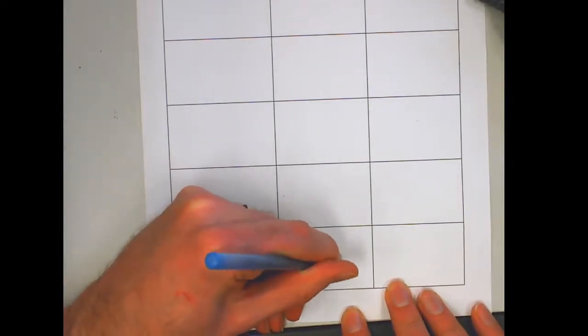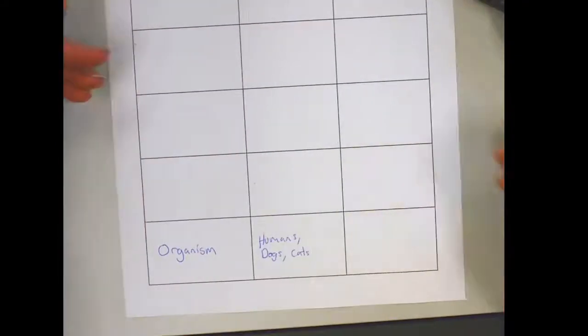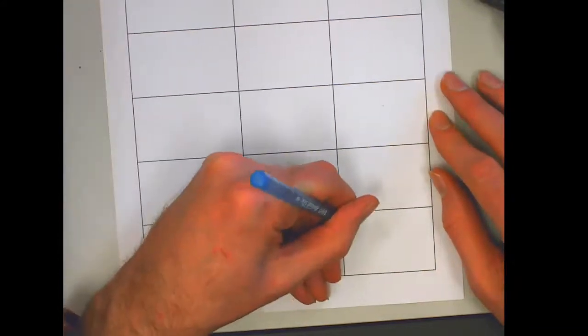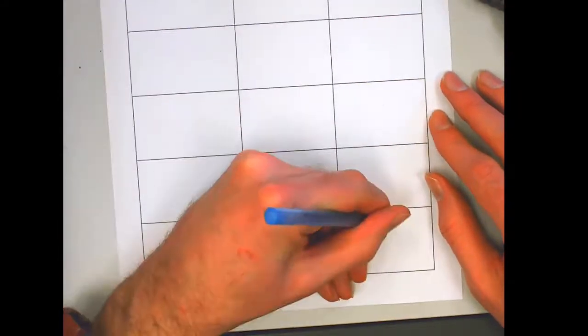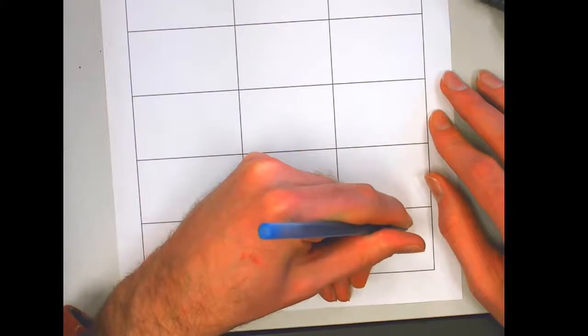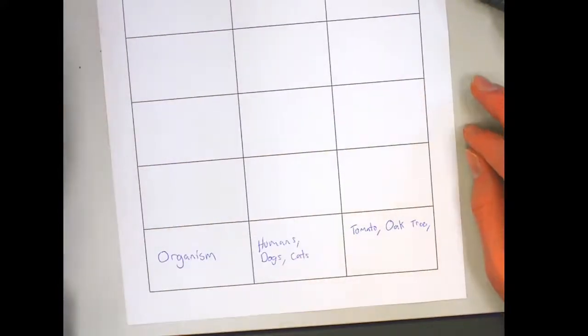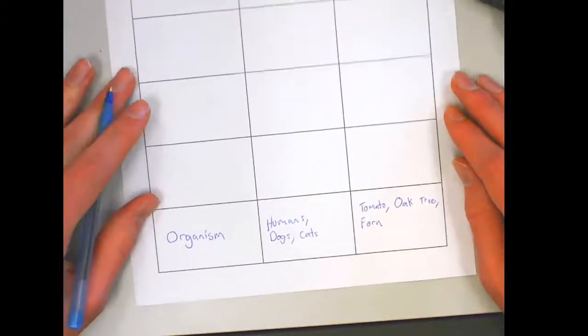cats, etc. For plants, this might be, say, a tomato plant. So we've got tomato. You might have an oak tree. You might have things even like a fern. There's all kinds of examples of organisms. So these are just a couple. You should add a couple ones yourself. So just take a second to do that. And then I'm going to go back to the slides.